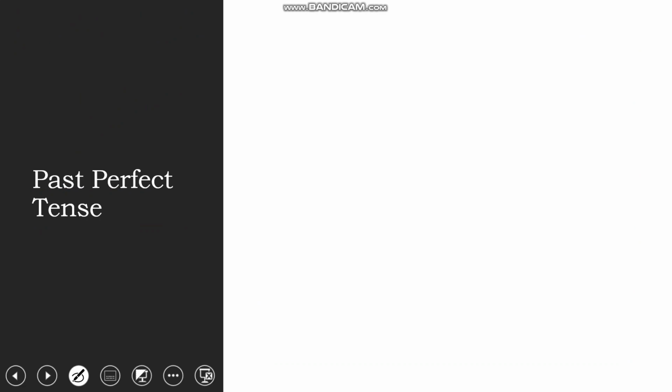Now let's go to past perfect tense. In past perfect tense, when we write a sentence, we are going to use had plus the past form of the verb. This kind of sentence comes under active voice. Now when we have to change the active voice to passive voice, we will change it this way. Had will remain, then we will add been, and then the past form of the verb.